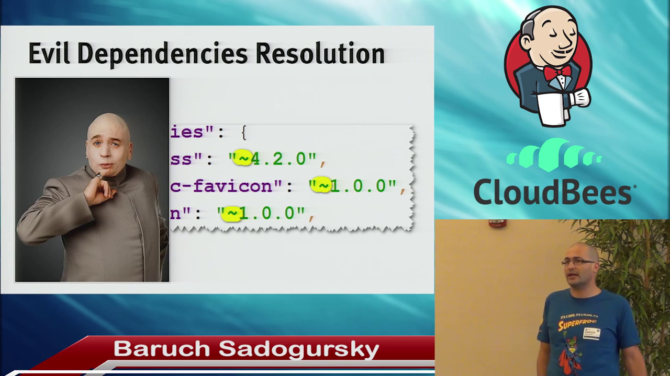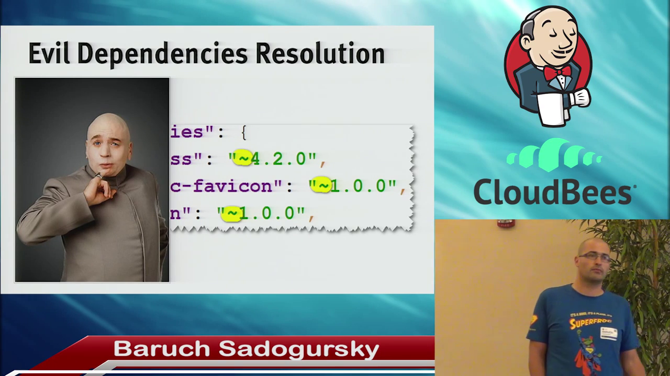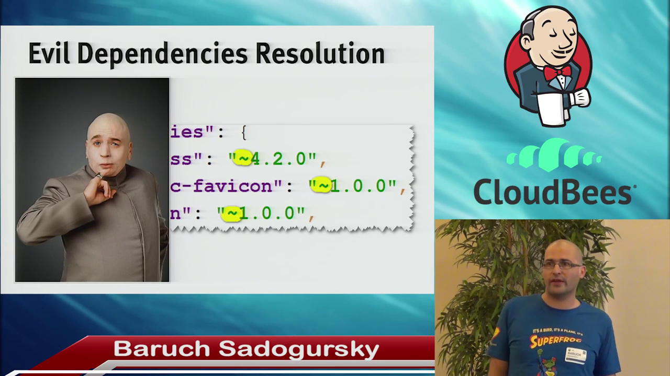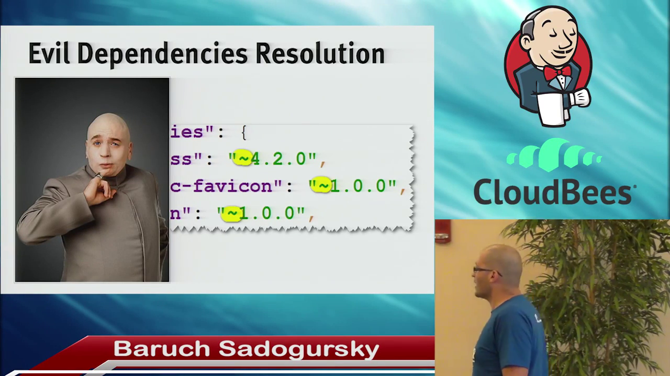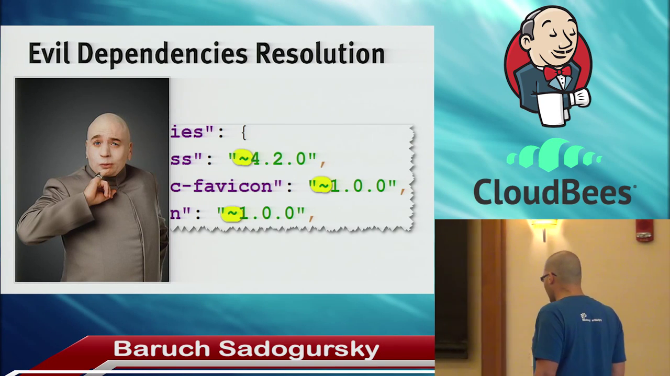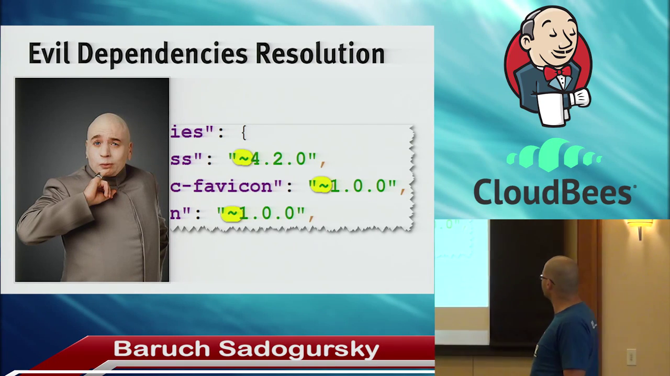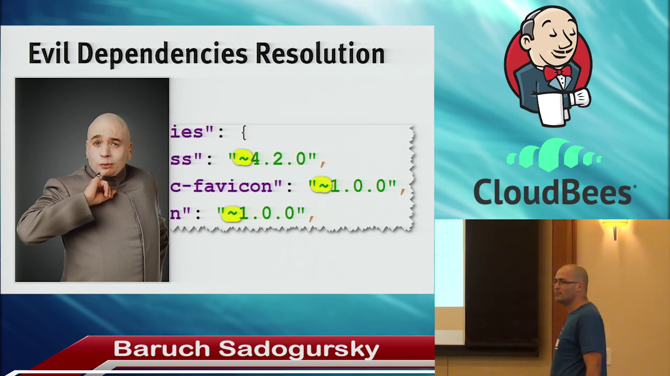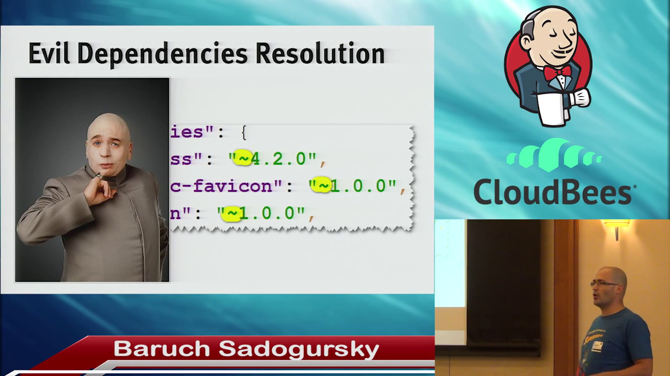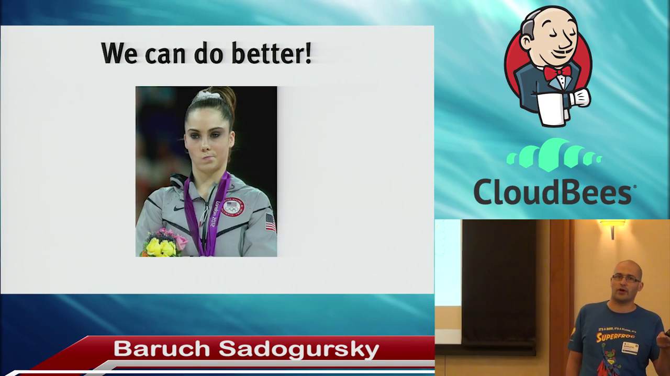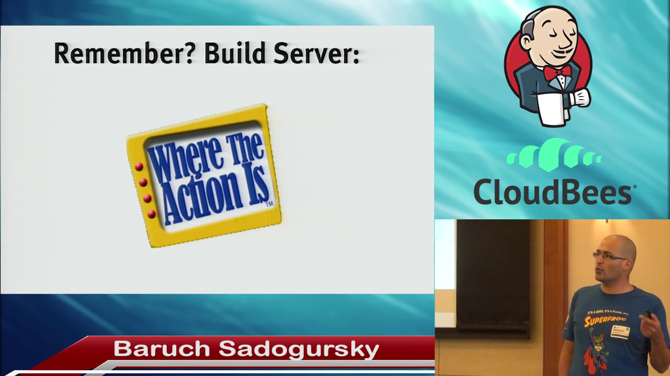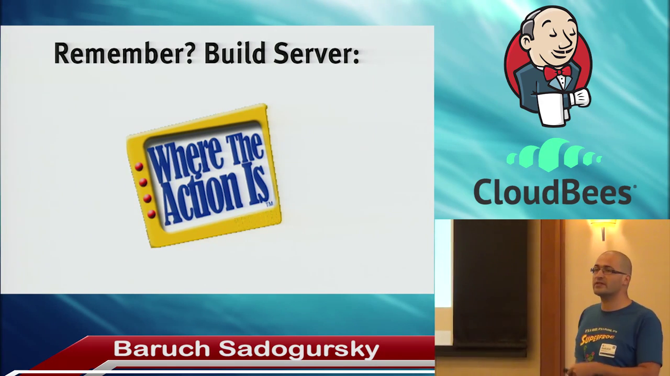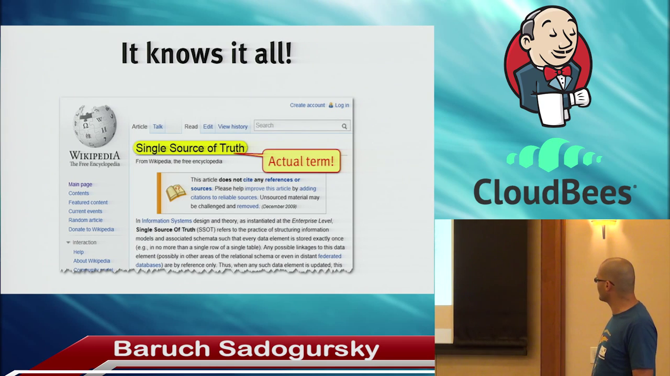The chances that you will get exactly the same build half a year later are much lower than you think they are. And that's because your dependencies lie to you. See this guy? This tilde? If you have those, or your transitive dependencies have those, that means that you won't be able to reproduce your build. Because this actually means version range.